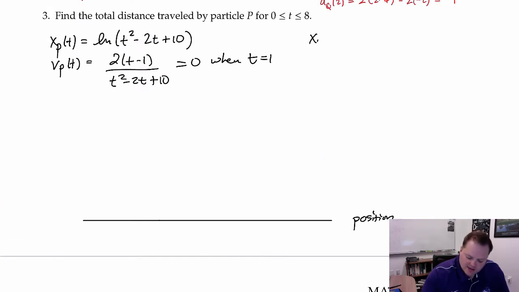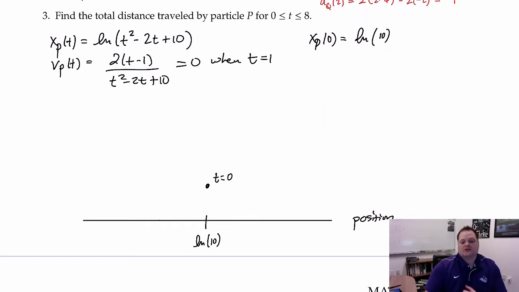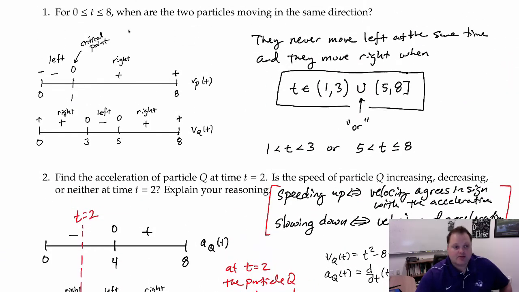So if you look at x_p at time 0, this is natural log of 10. Plug in t = 0? Yeah, natural log of 10. So I know initially the position at time 0 is given to me by natural log 10. Now, I know based on the velocity graph that I did above, I'm going to start moving to the left immediately. So at time 0, we're moving to the left because our velocity is negative.